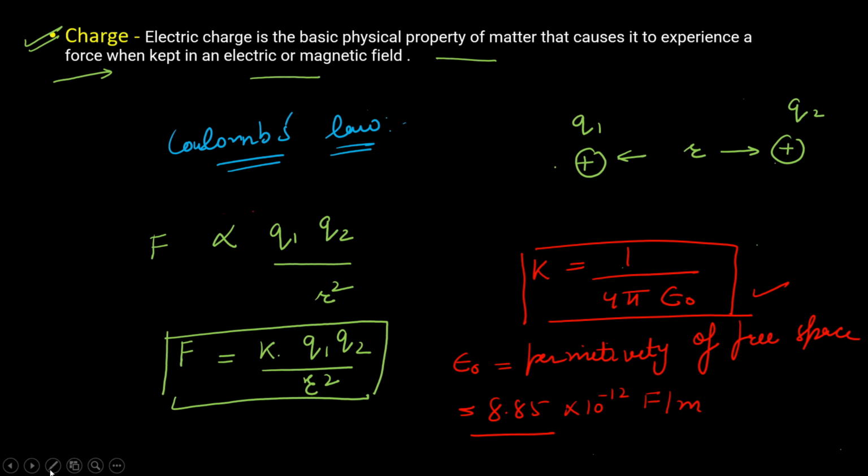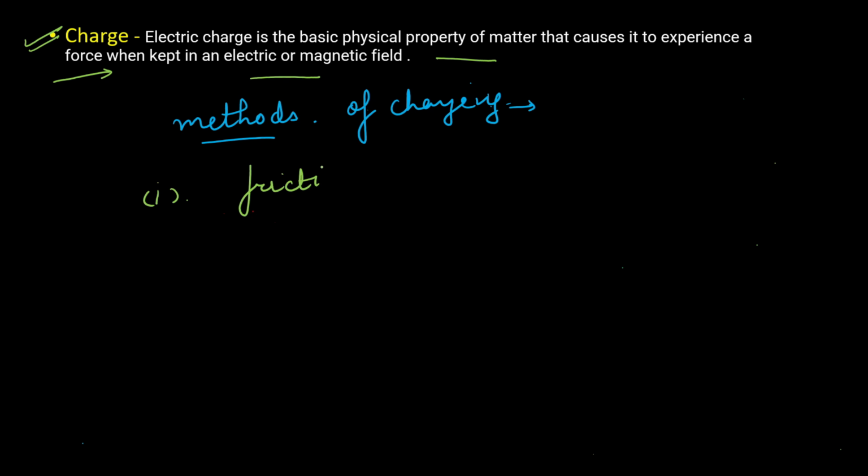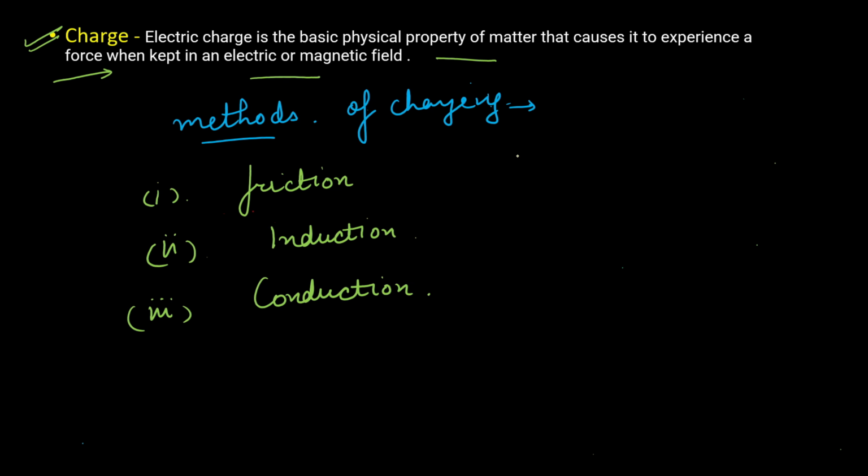Next thing we have is the methods of charging, like how we can produce charge. The first one is by the help of friction: by rubbing two objects with each other, we can induce charges in them. The second method is by induction, and the third is by conduction. These are the three methods to produce charge.